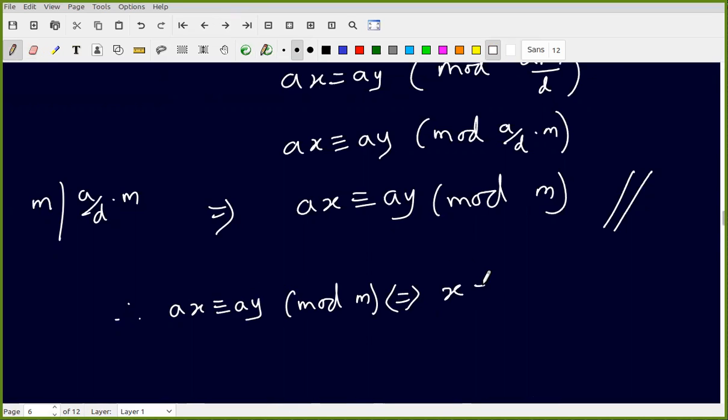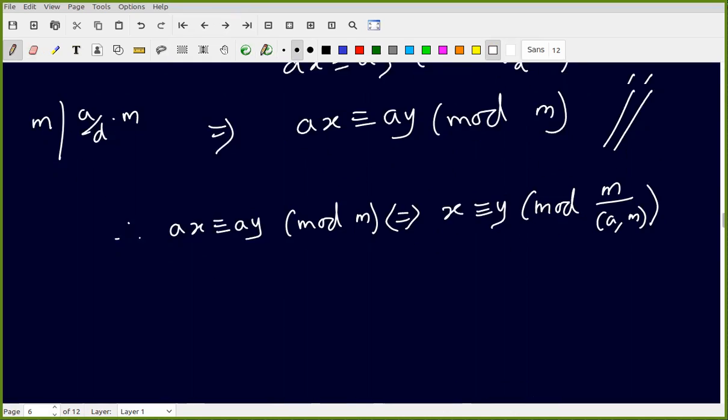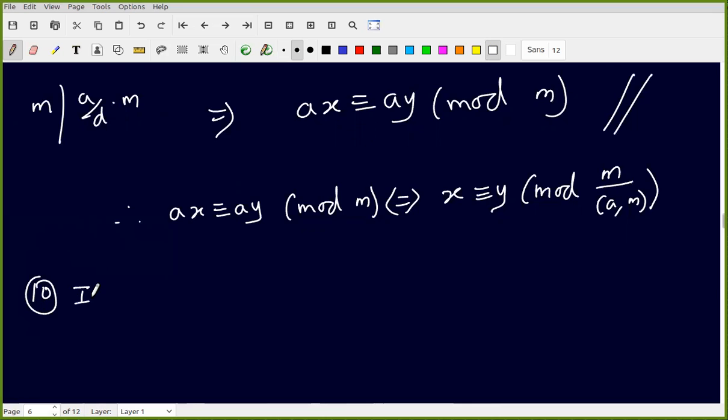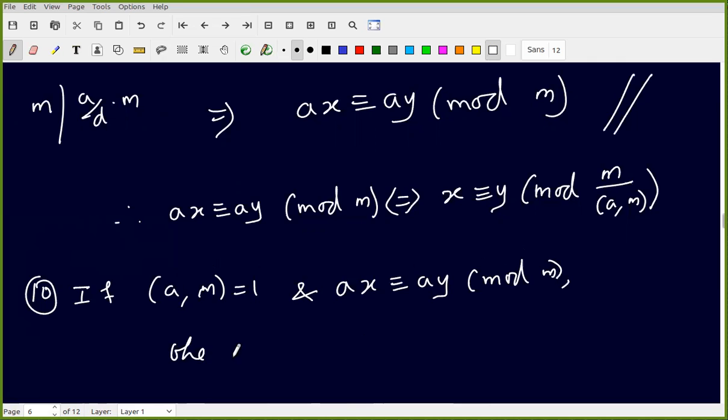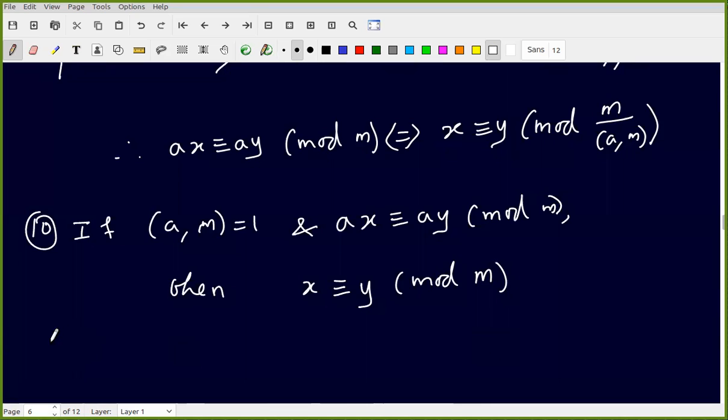Therefore, we have proved that AX is congruent to AY modulo M if and only if X is congruent to Y modulo M by GCD of A comma M. As a corollary of this ninth property, we write the tenth property: if A and M are relatively prime and AX is congruent to AY modulo M, then by the previous property, X is congruent to Y modulo M over GCD of A comma M. Here the GCD is 1, so X is congruent to Y modulo M. This property is called the cancellation law.